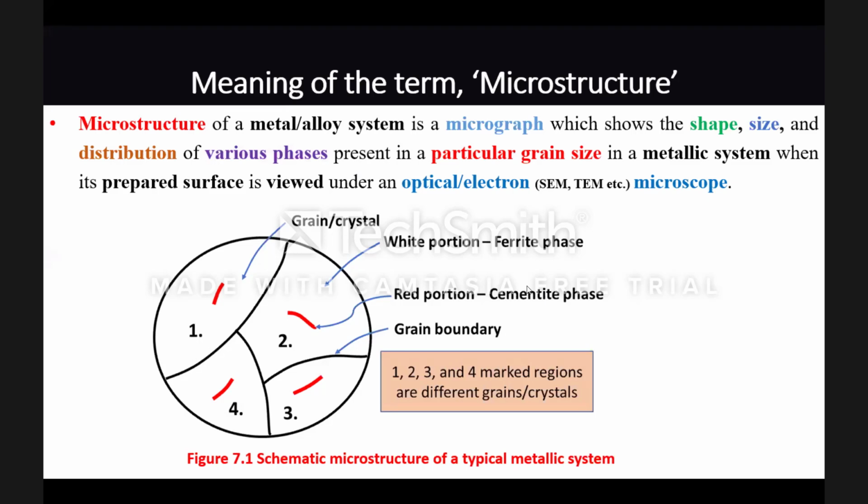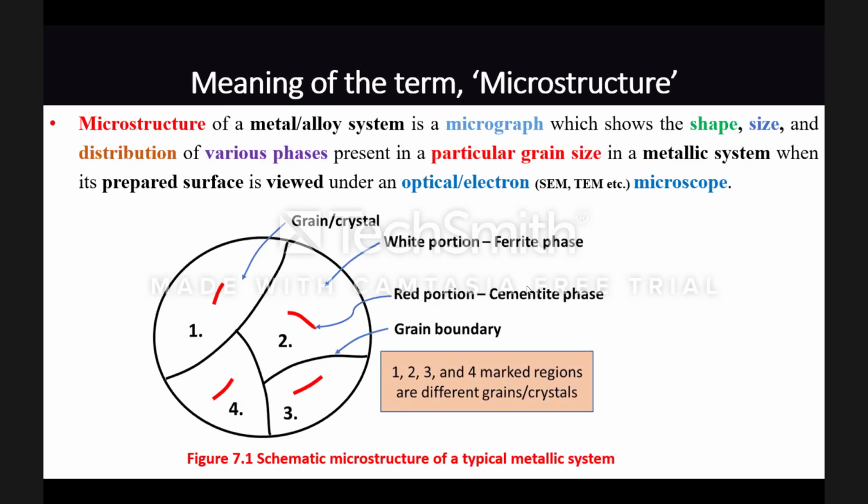So there are different methods by which grain size can be calculated, students. You can also look under the optical microscope at 100x and count how many grains you could see per square mm. This is another method of expressing the grain size, right? So there are different methods which, in times to come, we'll discuss in the class.